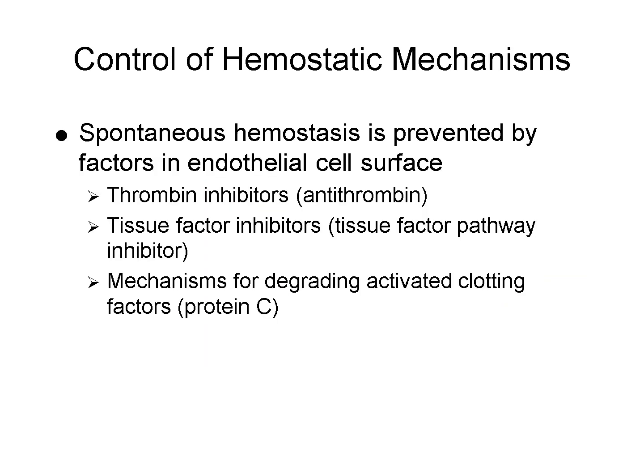The body has built-in checks to prevent spontaneous or excessive clotting. Endothelial cells release thrombin inhibitors such as antithrombin, which neutralizes active clotting factors. Tissue factor pathway inhibitor blocks the initiation of clotting. Protein C helps degrade activated clotting factors. These control systems maintain a balance between coagulation and anticoagulation to protect against both hemorrhage and thrombosis.